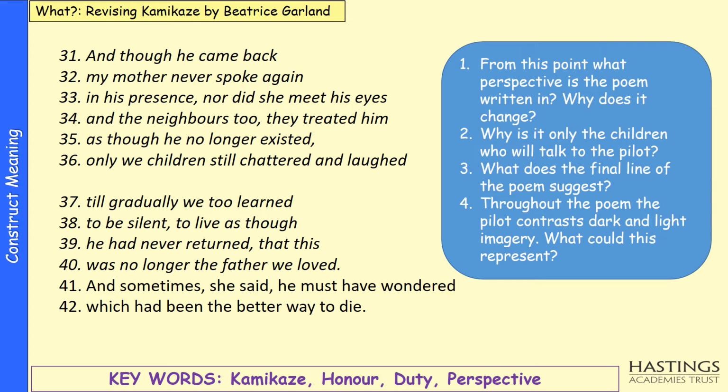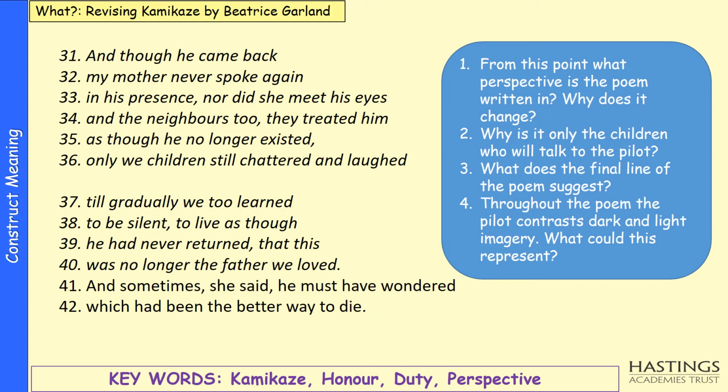Number 2, why is it only the children who will talk to the pilot? As children, they probably haven't learned the societal expectations, what society expects of them in terms of honour and duty. So they maybe don't realise that the father has done anything wrong. But it says that they then learned to be silent. So they learned he'd done something wrong in returning home, according to them, and they learned not to talk to him either. So all of society shunned him. But you've got that idea of a childhood innocence, they still don't realise. Number 3, what does the final line of the poem suggest?